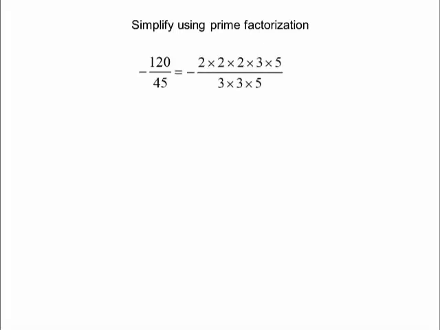In a case like this, I just worry about prime factoring the 120 and 45, and I don't worry about the sign. It'll just stay with us till the end. Here are the prime factorizations, taking out the common factor of 3 and 5, and multiplying gives me the result -8/3. How about this one?